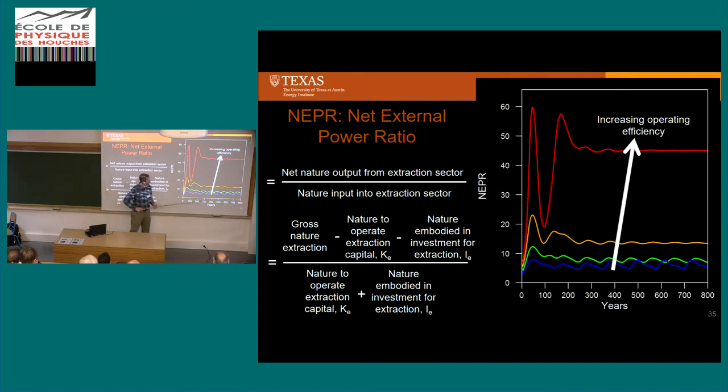If I'm more efficient in operating my capital, I end up having a back-calculated metric here higher than if I were not very efficient at operating my capital, right? So you can kind of see how this parameter would change.